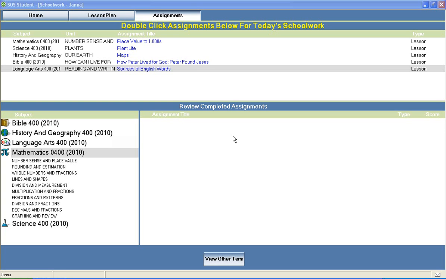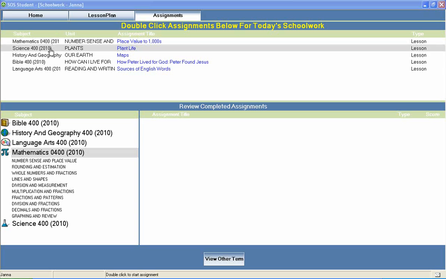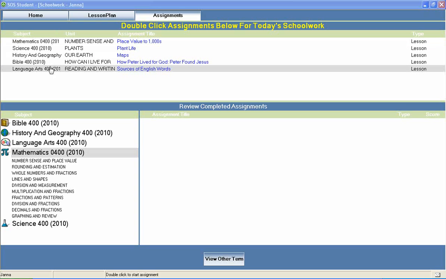Welcome to Switched On Schoolhouse, a CD-ROM-based homeschool curriculum from Alpha Omega Publications. In Switched On Schoolhouse 4th grade math, your students will cover topics like number sense and place value, whole numbers and fractions, division and measurement, fractions and patterns, decimals and fractions, and much more.